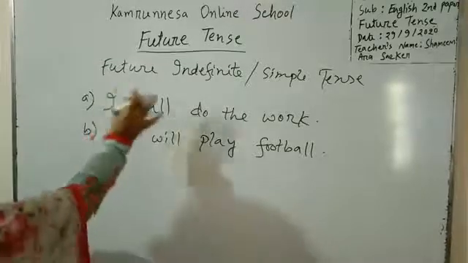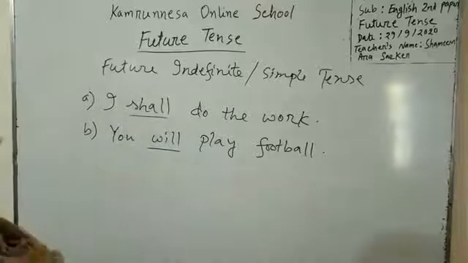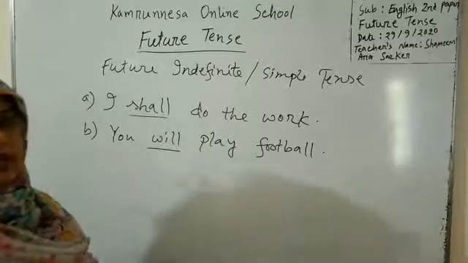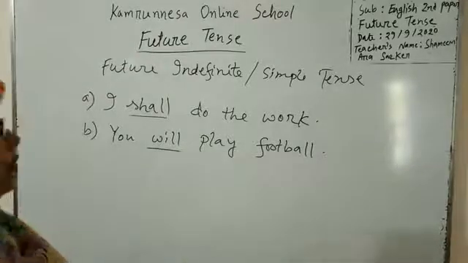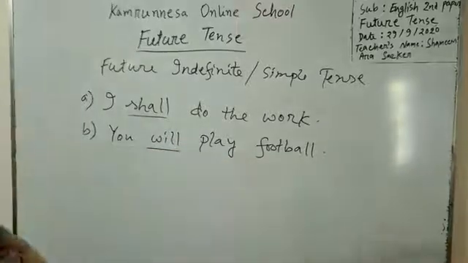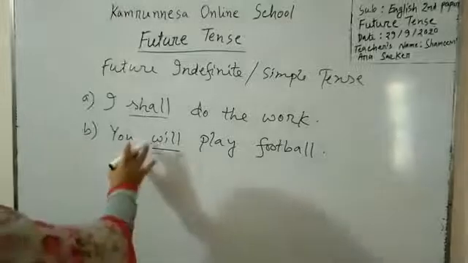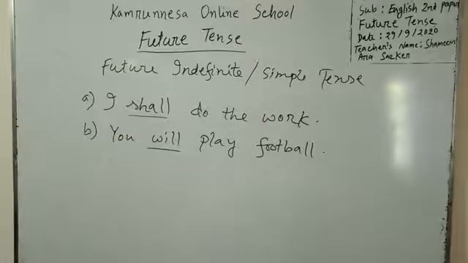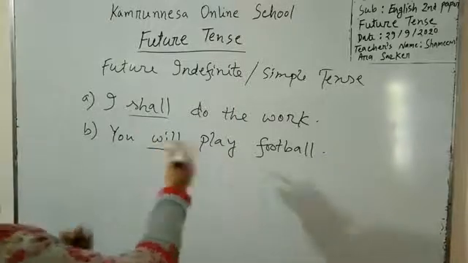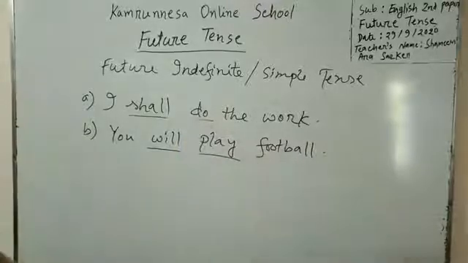To form future indefinite tense, we need modal auxiliary, shall or will. Generally, for first person, that means I and we, shall is used and all other persons will is used. But nowadays, shall is rarely used. Okay? And these 2 modal auxiliaries are followed by the base form or present form of the main verb. Okay.